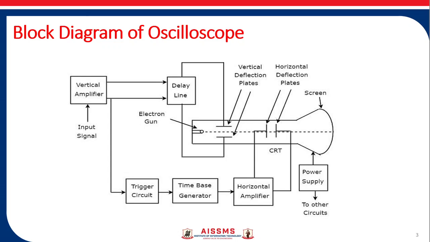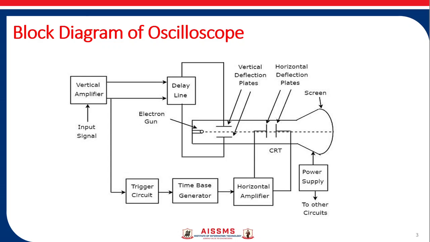For functioning of each block of CRO, we need power supply. So power supply produces both high and low voltages. The negative high voltage and positive low voltage are applied to CRT and other circuits respectively.